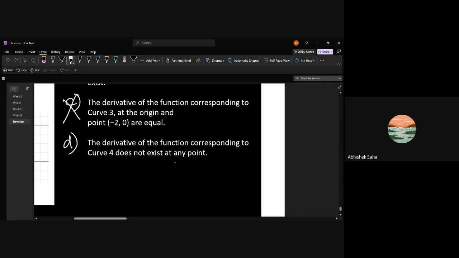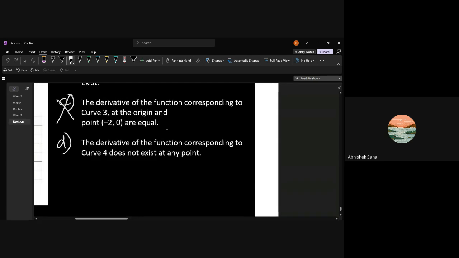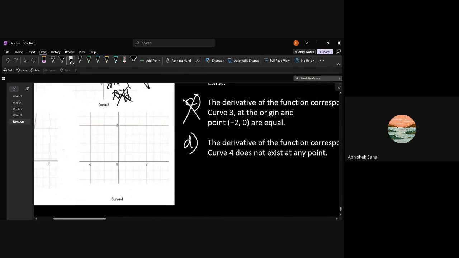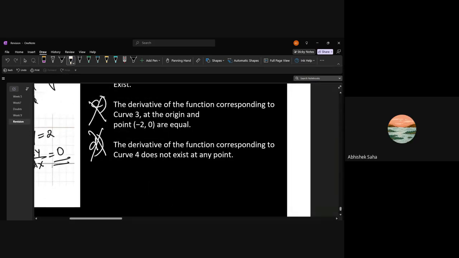The derivative of the function corresponding to the curve 4 doesn't exist at any point. Your derivative exists, because here this is a constant function, y is equal to 2. What is the dy by dx of a constant function? 0. So derivative exists. So this statement is also incorrect.